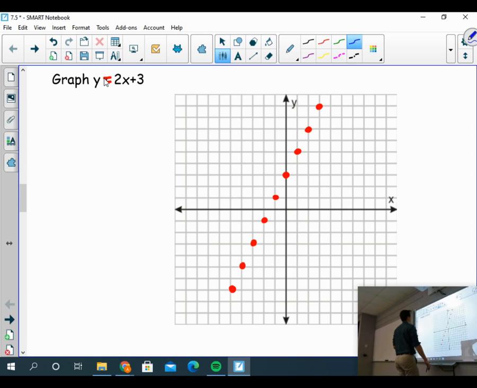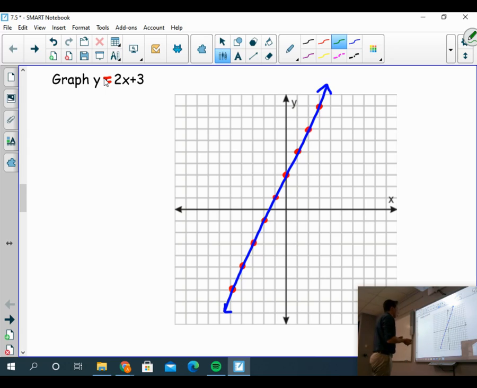And then what I would do, again, I know I'm going to graph the inequality in a bit, but if I was graphing this as a line, an equation of a line, what I would do is connect all these dots with a line. And then as we have discussed before, what does this line mean? Well, the line is all the potential solutions, all the potential ordered pairs that make this equation true.